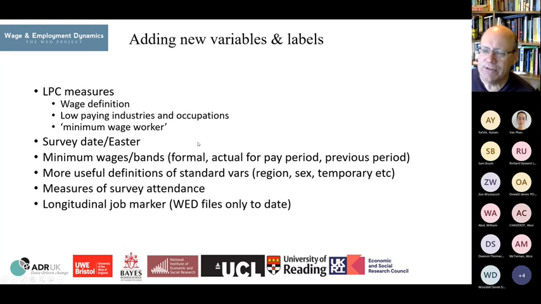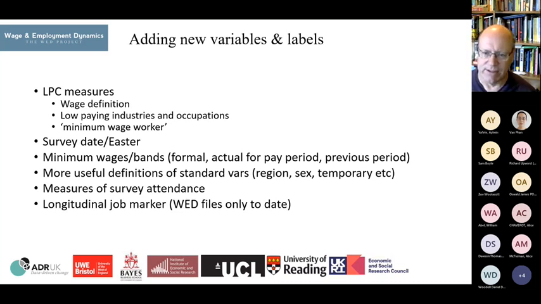Okay, adding new variables and labels. There's quite a lot of new variables we've added to it, particularly from the Low Pay Commission, where it's the basis for a lot of our work. So they use a particular definition of wage for their calculations. We've added in low paying industries and occupations they've identified, and minimum wage workers. There are different definitions. So there's the LPC definition of what a minimum wage worker is, which is minimum wage plus 5 pence. There's our definition, which is minimum wage up to the next 10 pence boundary. Can't remember, there might be a third one. And we've also added in survey dates, Easter, minimum wage bands.